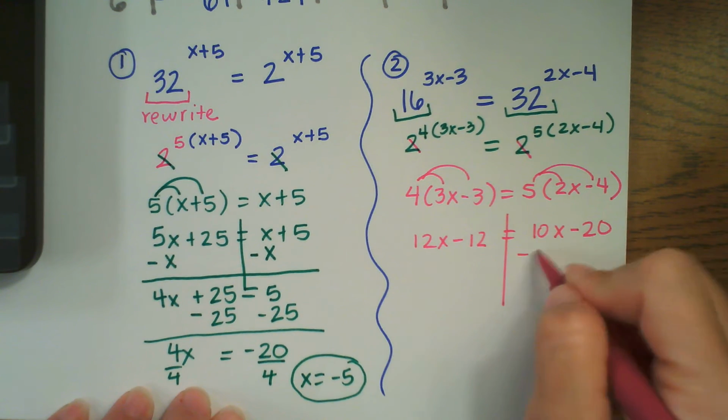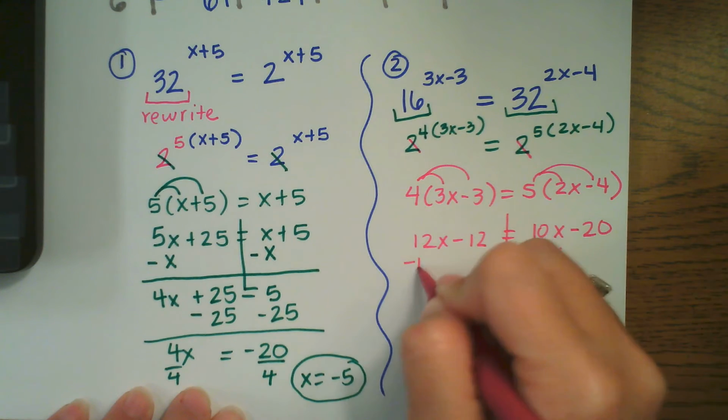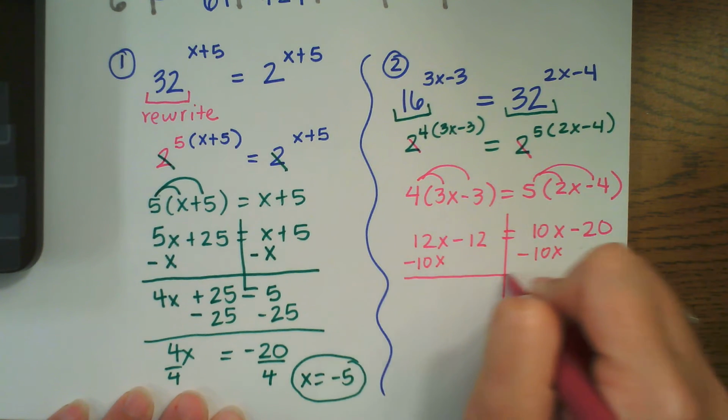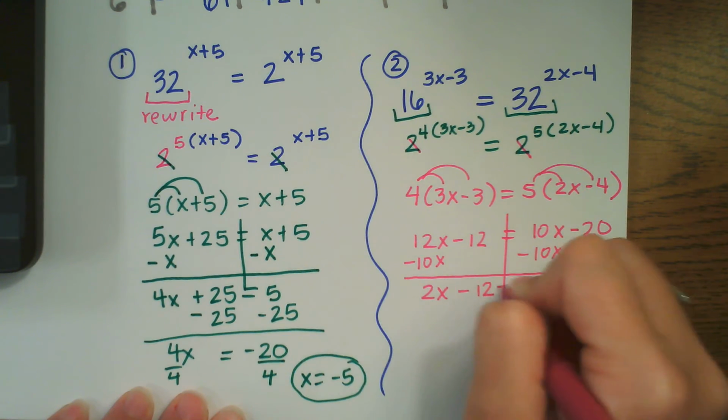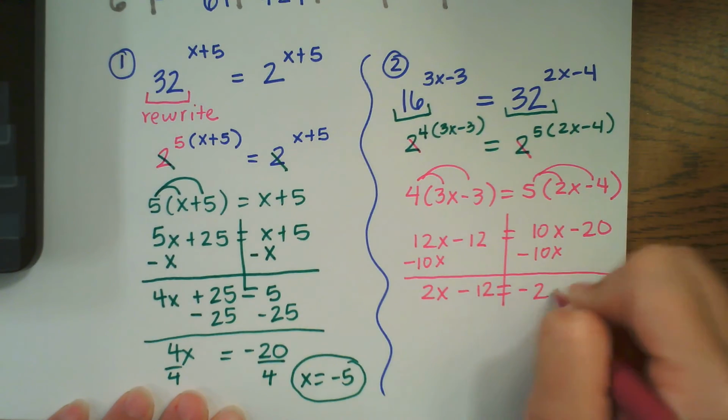I'm going to subtract 10x from 12x. So I get 2x minus 12 equals negative 20.